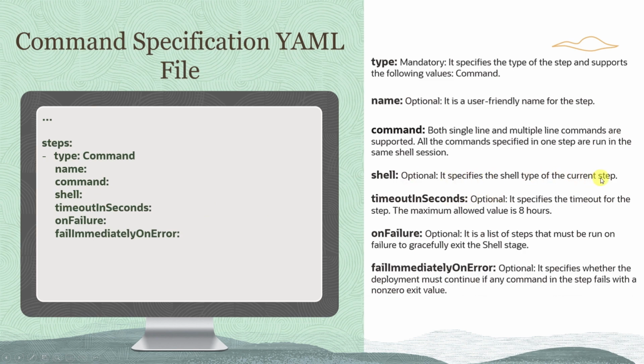Shell here is optional. It specifies the shell type of the current step. Timeout in seconds is an optional attribute. It specifies the timeout for the step, and the maximum allowed value is 8 hours. On failure is again an optional attribute. It is a list of steps that must be run on failure to gracefully exit the shell stage. And finally, we have the fail immediately on error attribute, again an optional attribute, as it specifies whether the deployment must continue if any command in the step fails with a non-zero exit value.